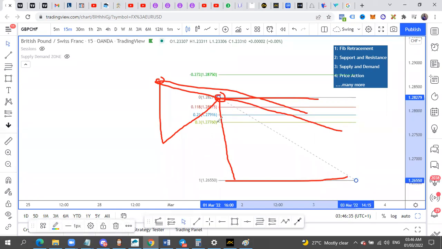Now, usually, some schools of thought trade 61.8. Some schools of thought trade 78.6. Some schools of thought trade 88.6. Mr. Mayowa, which one is the best? You have to backtest and identify the one that works for you.